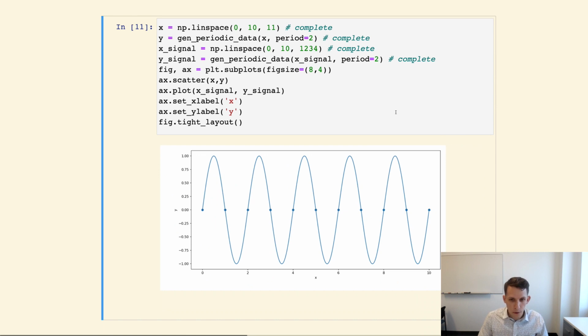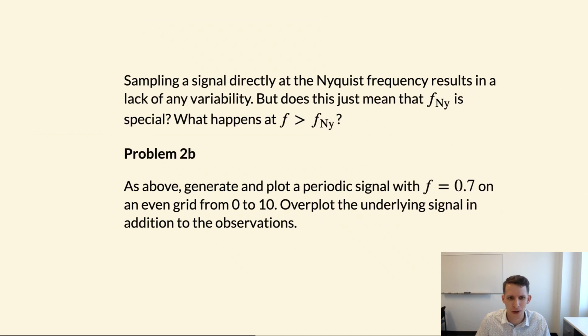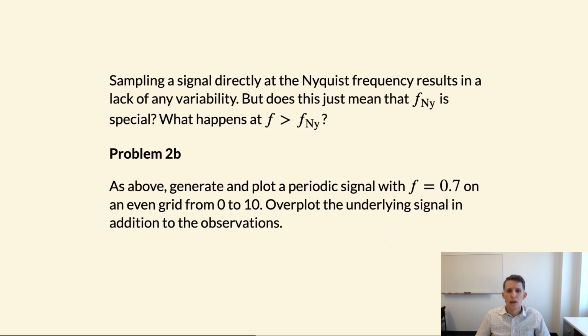Well, it turns out that if we sample exactly at the Nyquist frequency, you'll see that all of the observations, the blue points here, are actually equal to y. That's not good. So we have this periodic signal, but by sampling at the Nyquist frequency, we actually fail to capture any of the variability in this particular signal. That's not great.